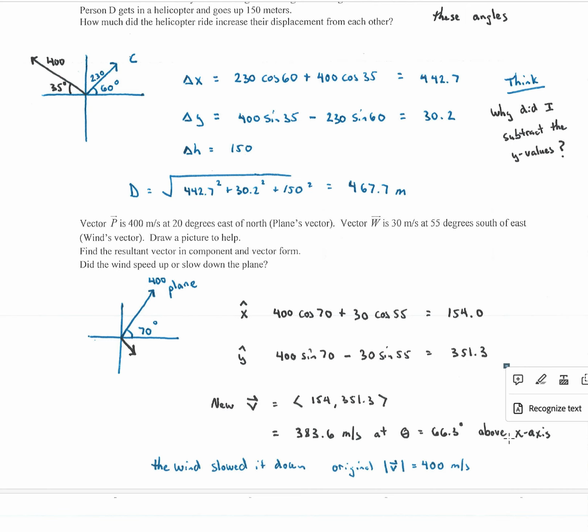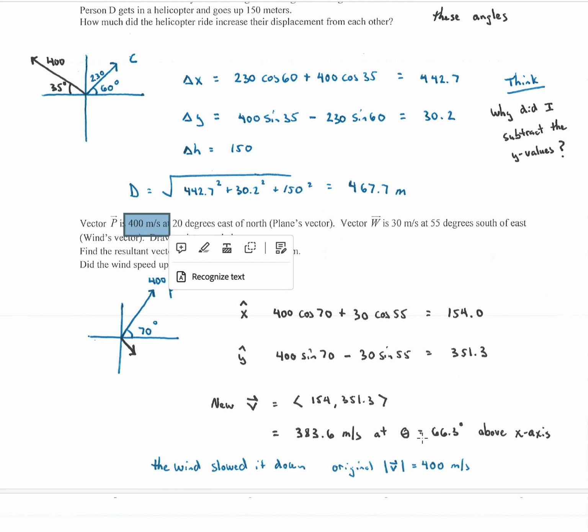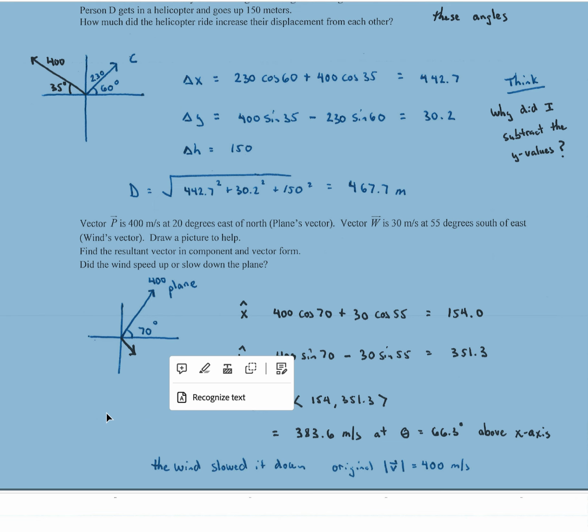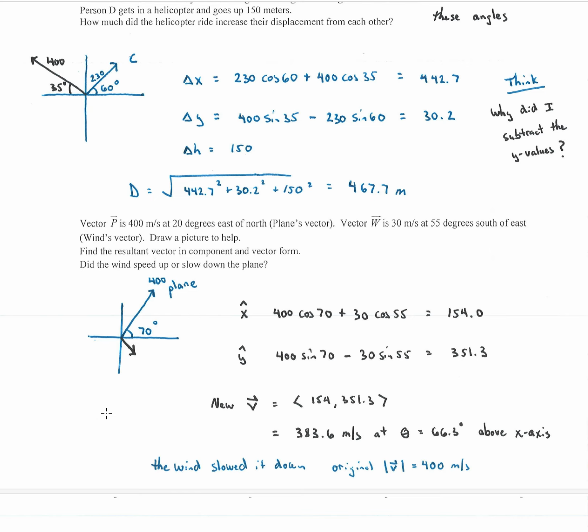Well, the original plane was moving 400 meters per second. And now you're only going 400 meters per second. So what did it do? Well, it bent you. The wind bent you down, because now we're only at 66 degrees versus 70 degrees, and it slowed you down a little bit. That won't always be true. You know, wind certainly can speed up the plane, but this wind was enough down that it actually made the resultant vector shorter than the original vector.